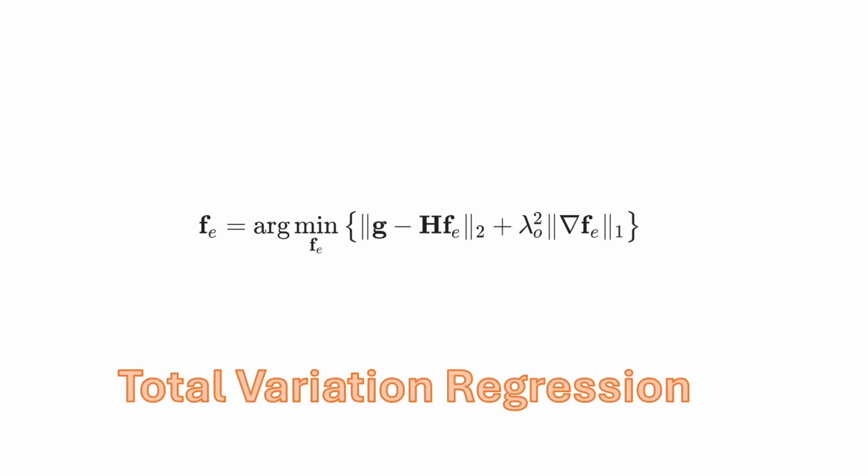A simple way to do this is to note that many images are sparse in their derivatives. So instead of minimizing the L1 norm for the image, we could minimize the L1 norm for the gradient of the image. This is called total variation regression. And so the constraint becomes that we're going to minimize the regression error plus the total variation.